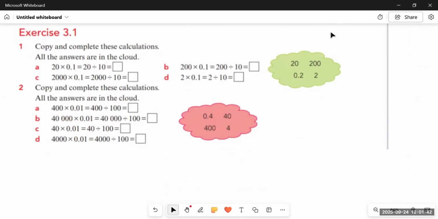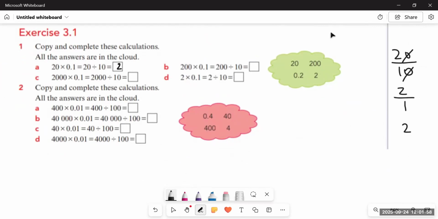It says 20 multiplied by 0.1. Multiplying by 0.1 is actually dividing the number by 10. So it would be 20 divided by 10, which equals 2. You see, 20 upon 10, cut zeros with the zeros, we are left with 2 upon 1, but we do not write 1 in the denominator. So it becomes 2. 200 multiplied by 0.1 is equivalent to dividing the same number by 10. So 200 divided by 10 is equal to 20.